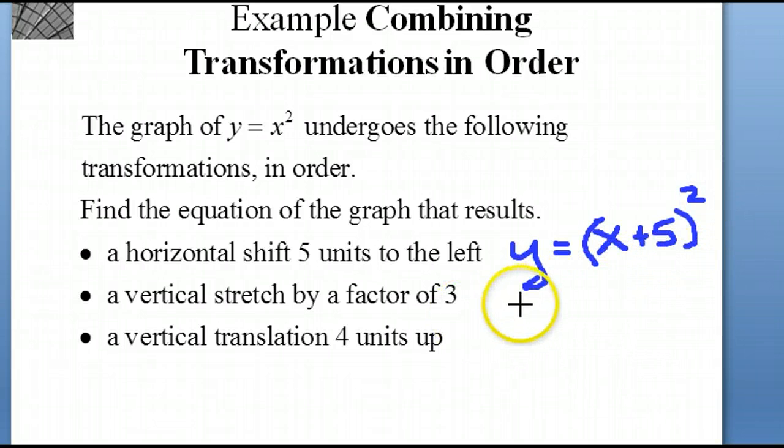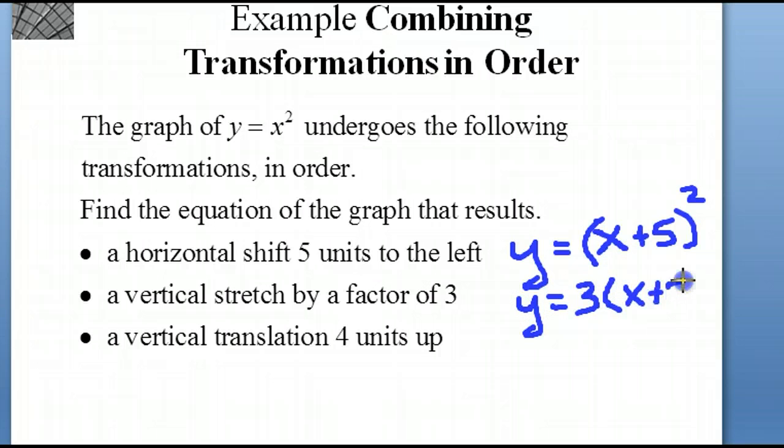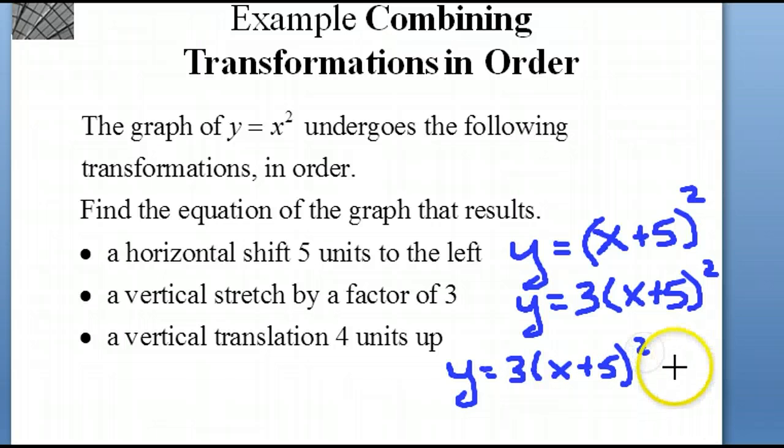Then we have a vertical stretch by a factor of 3. So that's on the y, that's outside, and that's a multiplication: 3 times x plus 5 squared. And then a vertical translation 4 units up, that's outside. And it's y equals 3 times x plus 5 squared. It's on the y, it's going up, so it's up 4.